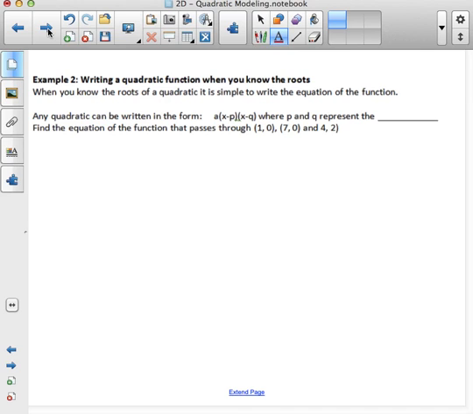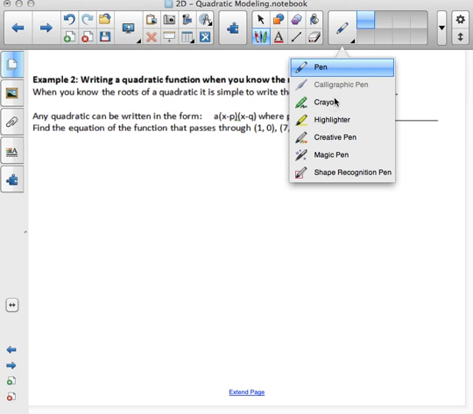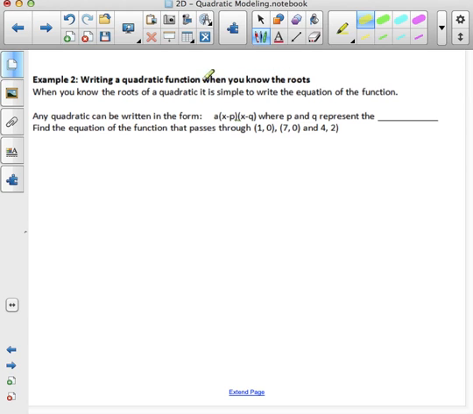So now that you have data and you've determined if it's quadratic, you can decide how to write the equation based on what kinds of points you're given. Here we have example 2, and we're going to write a quadratic function. In this case, we know the roots. That's really important because you don't always know the roots of the problem that you are writing. So this is when you know the roots.